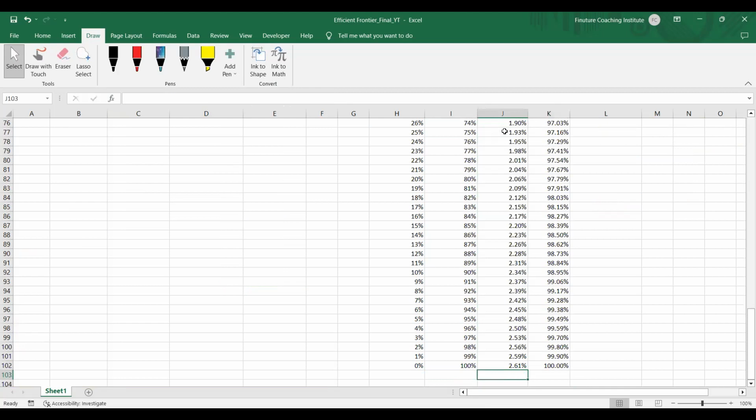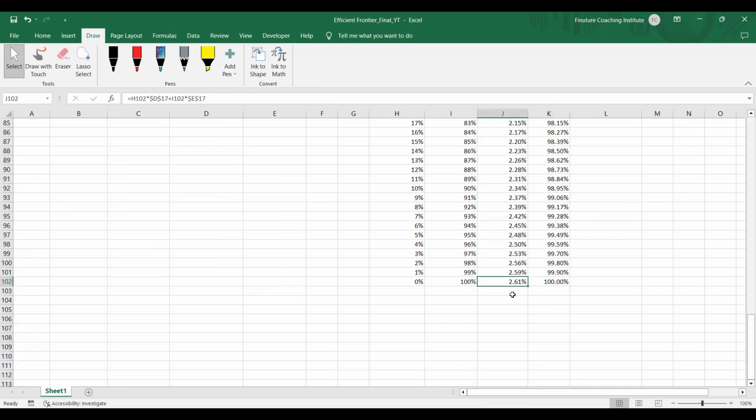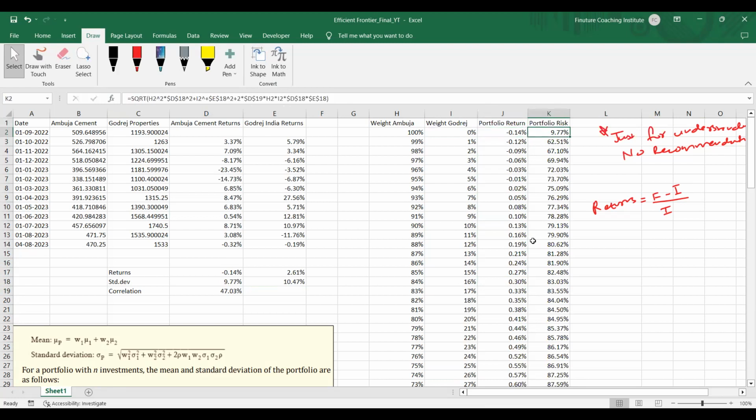So I dragged the formula, and if you notice over here, the returns of, I think there is something wrong. Let me check. We might have not locked something.